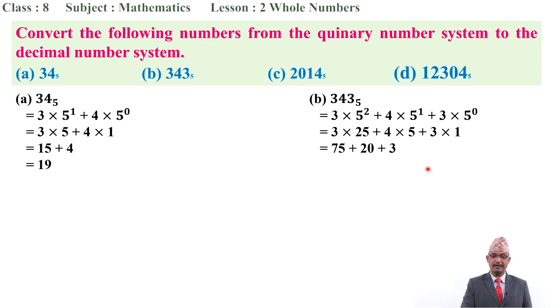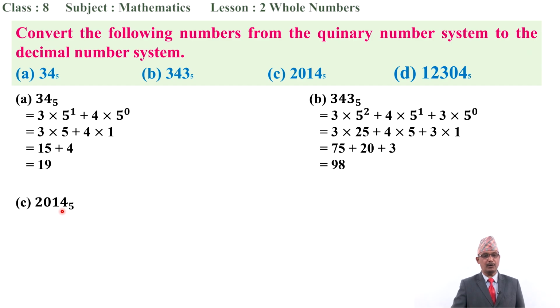Use your calculator, add this and tell me how much have you got. Yes, you are correct. It is 98 because 75 plus 20 becomes 95. 95 plus 3, 98. Similarly, we discuss now C number question, which contains 4 digits, 2014. Firstly, we have discussed in 2 digits, then we have discussed in 3 digits, now in 4 digits. So can you guess how can we change this 2014 of quinary number system into decimal number system?